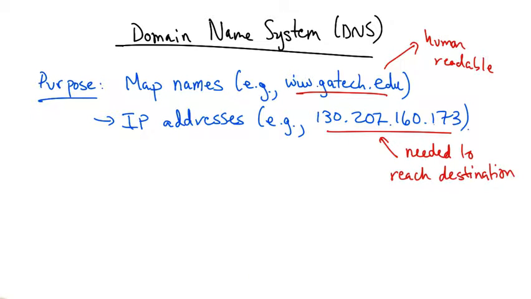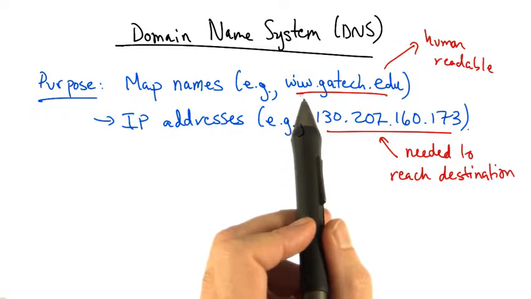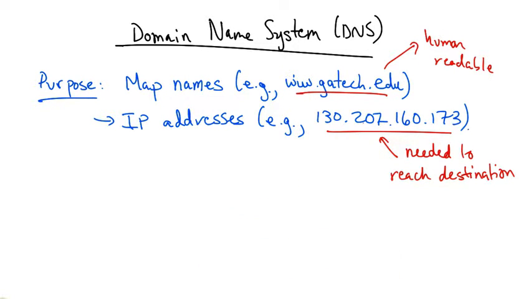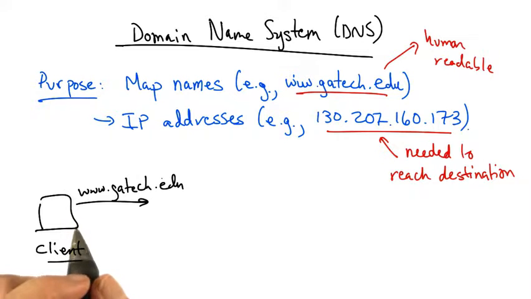But in fact, the IP address is what's needed to send traffic to the intended destination, so we need a lookup mechanism that takes a human-readable name and maps it to an IP address. The system that does this is the domain name system, or the DNS. The system roughly works as follows.